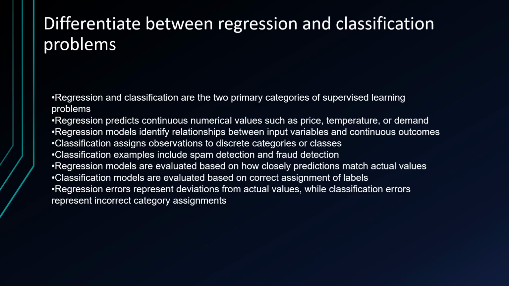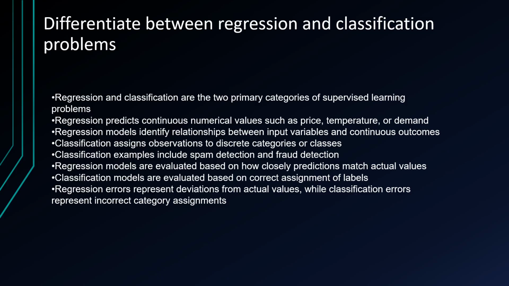Regression models are designed to identify relationships between variables. These relationships may be simple or highly complex depending on the characteristics of the data. Some regression models assume linear relationships, where changes in one variable correspond proportionally to changes in another variable. Other regression techniques can model nonlinear relationships and interactions among multiple variables simultaneously. The model learns these relationships by analyzing patterns present in historical examples.